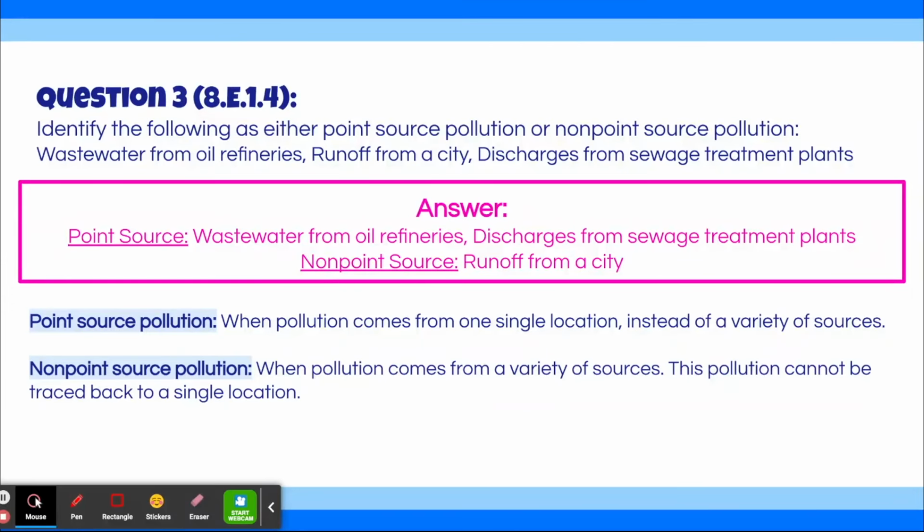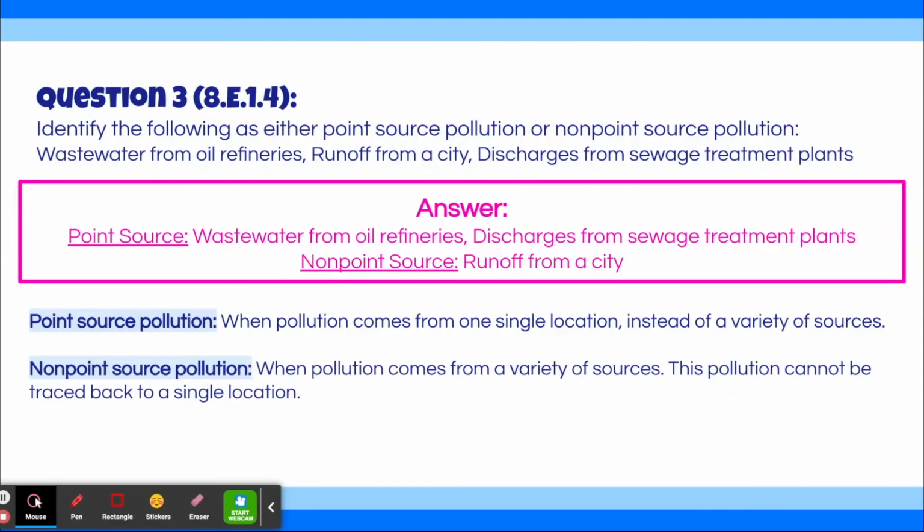So let's take another look at the answer choices. The first one says wastewater from oil refineries. This is point source pollution because the wastewater comes from a specific oil refinery. It can all be traced back to that refinery. If that wastewater is very bad for the environment and doesn't meet EPA, US Environmental Protection Agency, standards, the EPA will take action and the owner of the refinery might get in trouble.